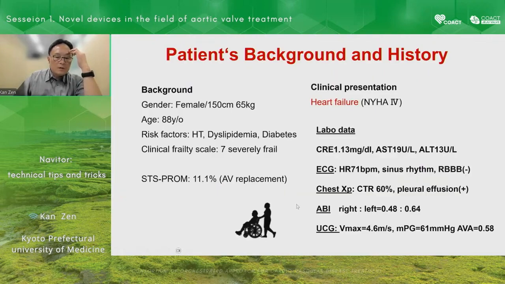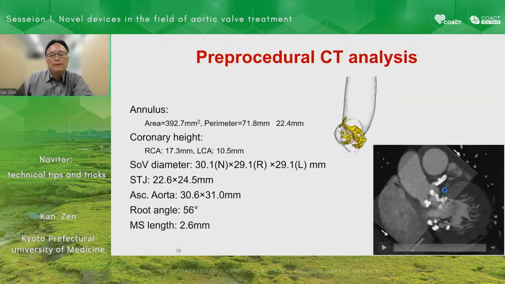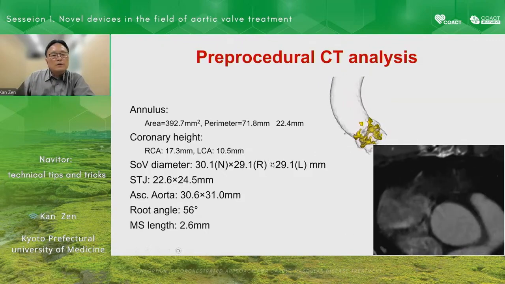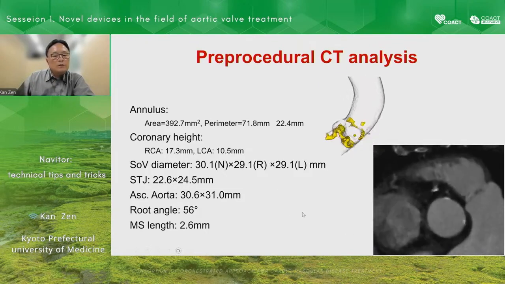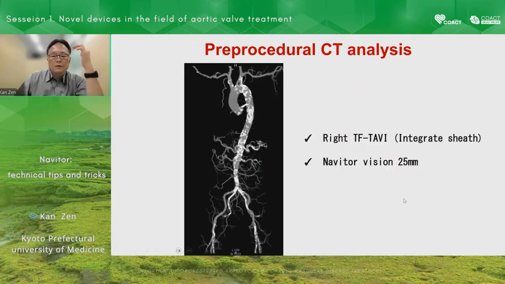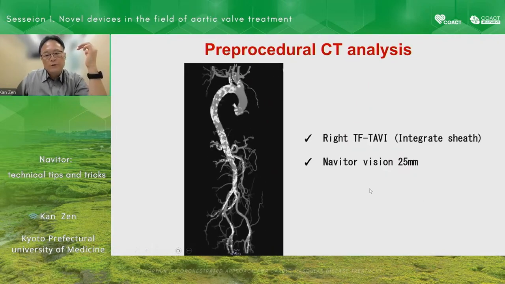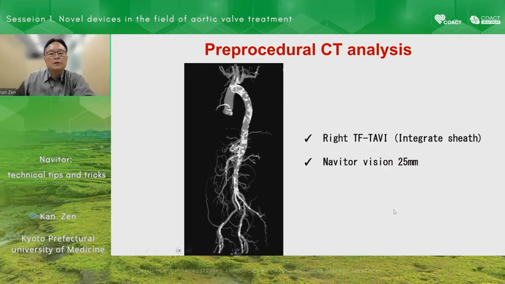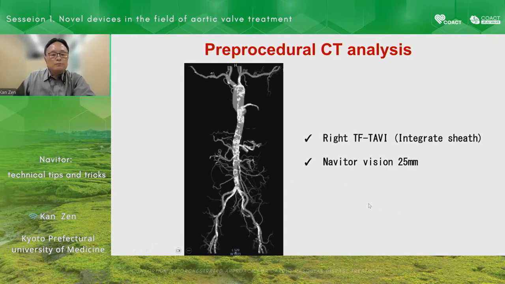And next, I'd like to show you a way of more intentional, strongly adjusting the valve technique. This is a 78-year-old female with high surgical risk and decompensated heart failure. The perimeter is 71.8 and the root angle is 56. From this information, I chose the Navitor Vantage 25 mm from the right femoral access.